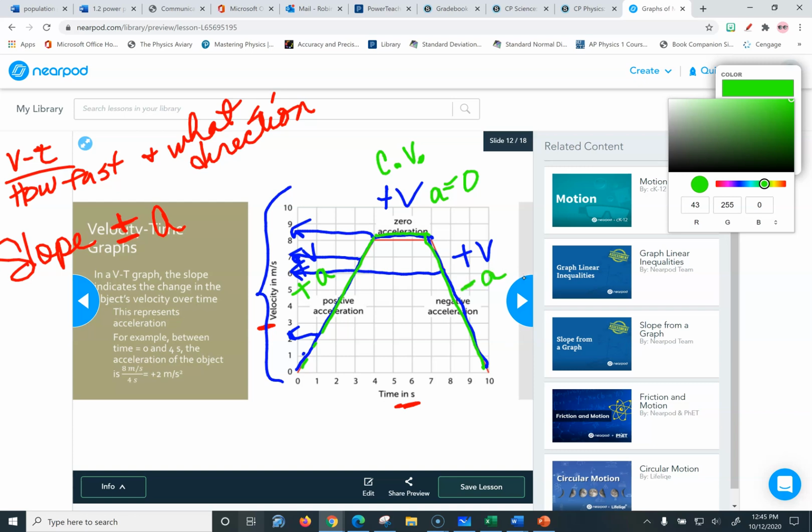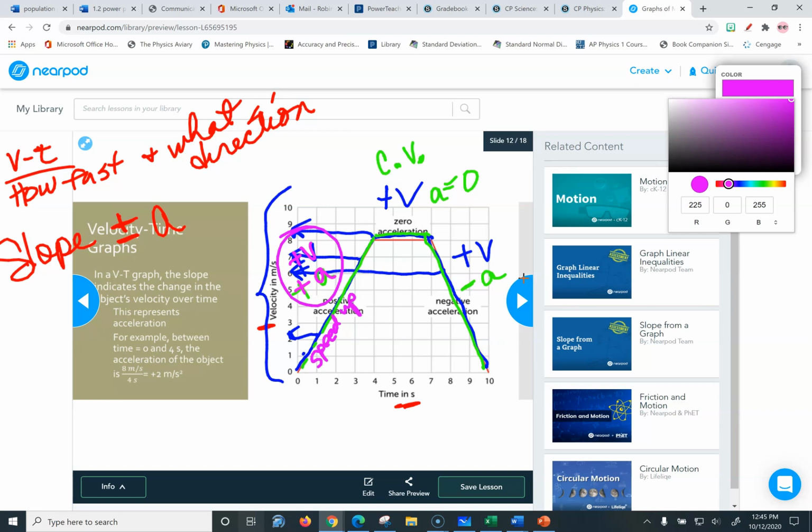And then here's where the magic comes in, whether or not you are speeding up or slowing down. Look at the plus V, plus A. See how they're both pluses? They're both positive. If they're both the same direction, then that means it's speeding up. So here, speeding up.